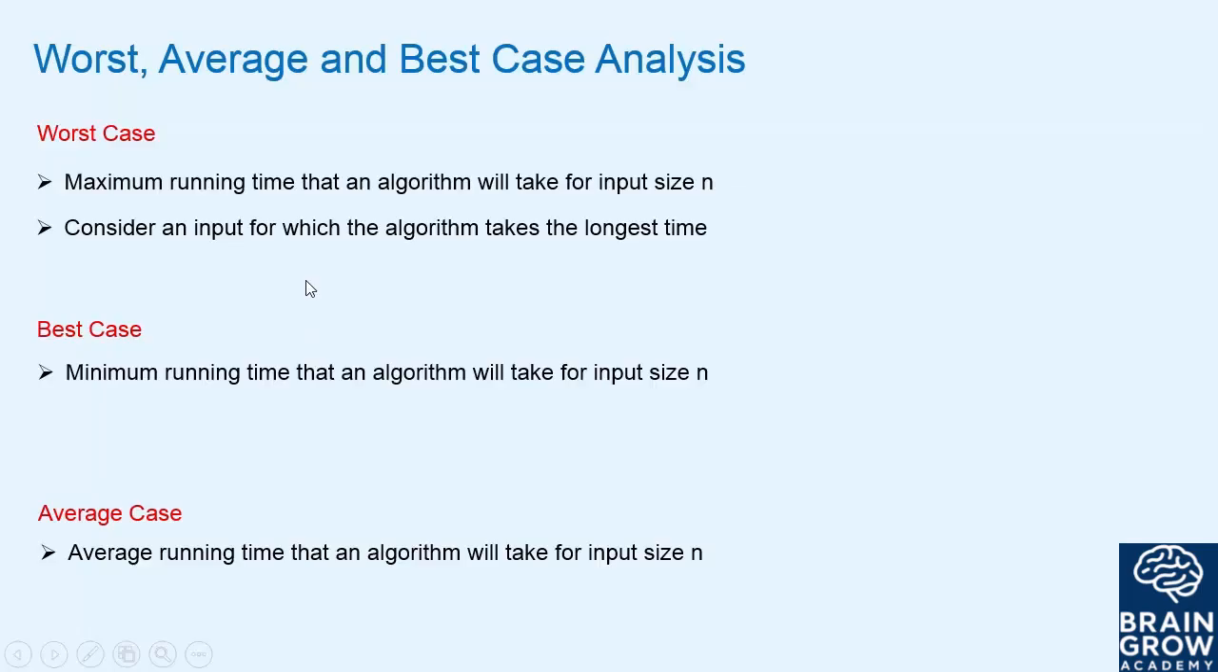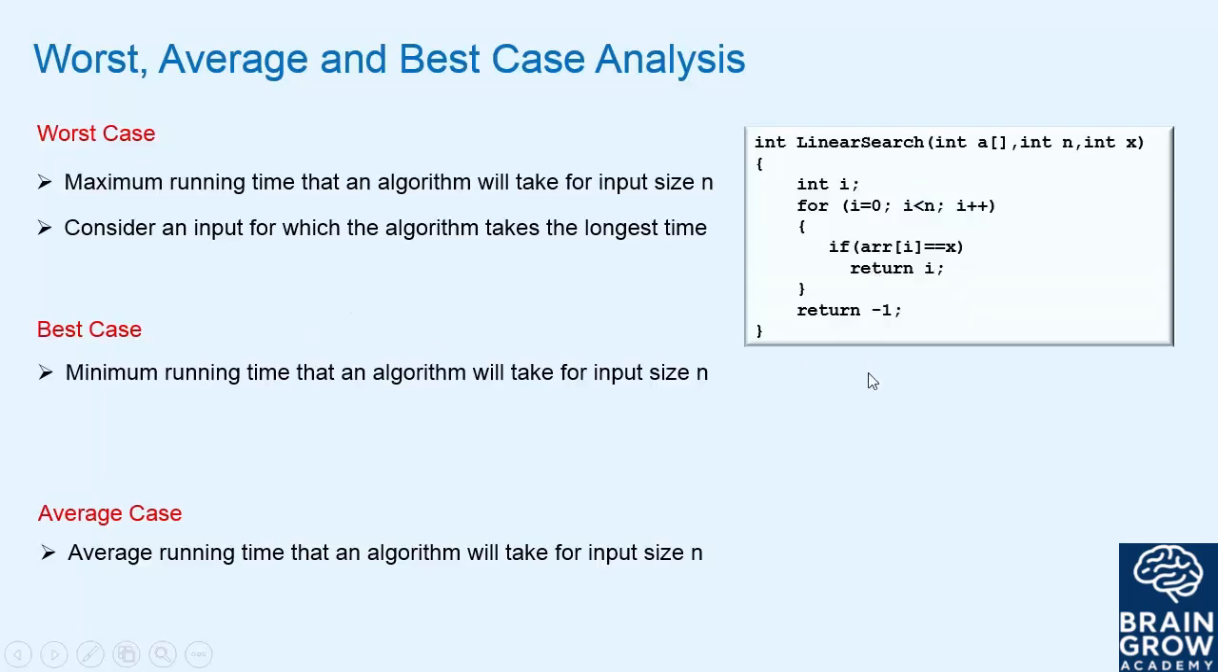In worst case, we consider an input for which the algorithm takes the longest time. This input causes the maximum number of operations to be executed. For example, when we search for an element in an array using linear search, the worst case would be when the element to be searched is at the last place or is not present in the array. In that case, there would be n comparisons. So worst case time complexity of linear search is order of n.